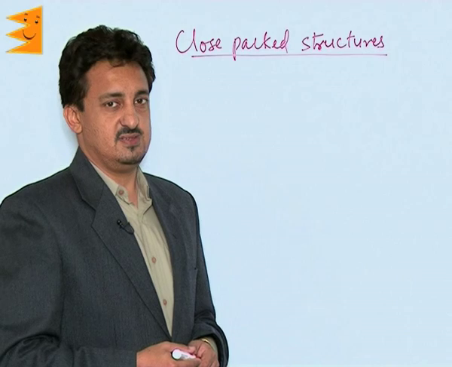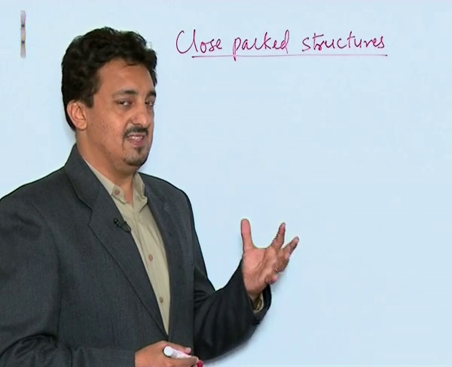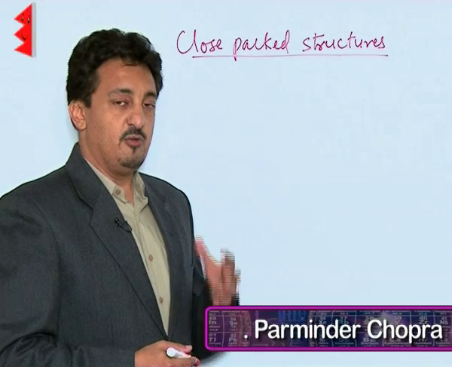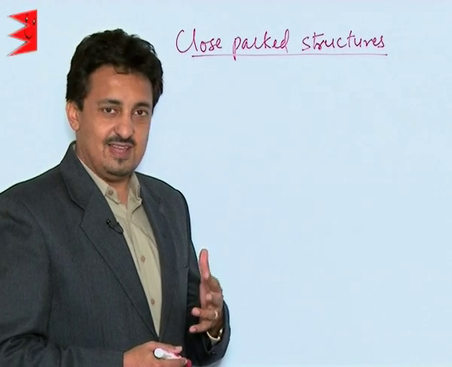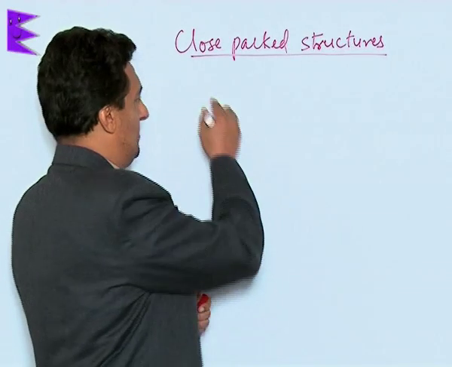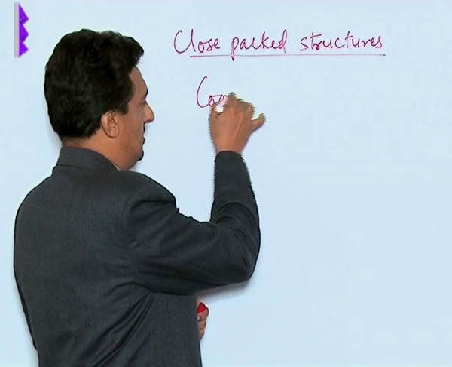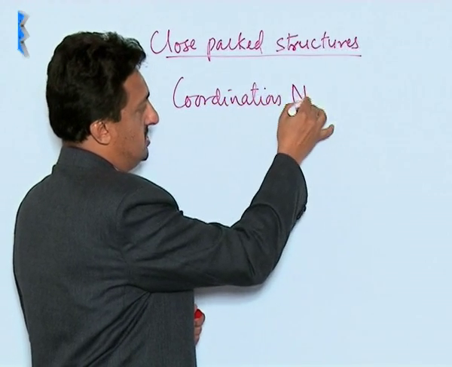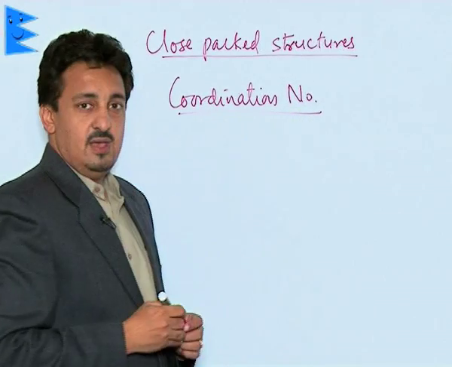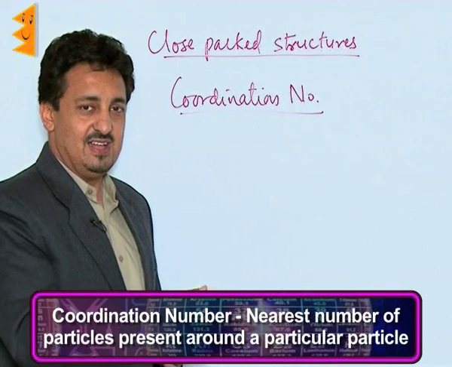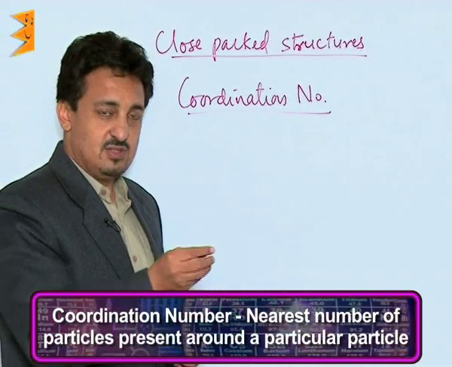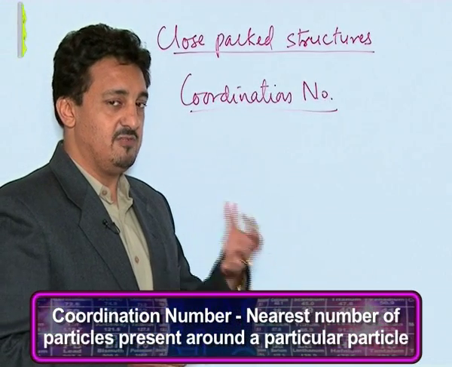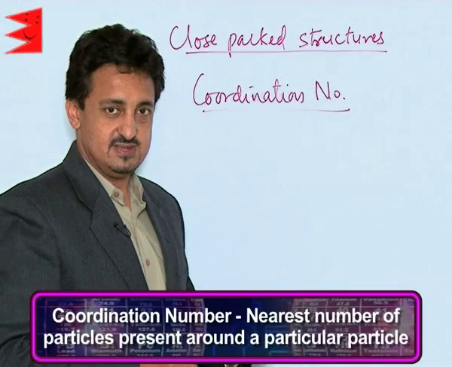Close packed structures. In this we try to understand the packing in the crystalline solids. Now before moving into the packing of the crystalline solids, we need to understand one basic term which is called coordination number. It is the nearest number of particles that are present around a particular particle, or it is the number of particles with which a particular particle is in direct contact.